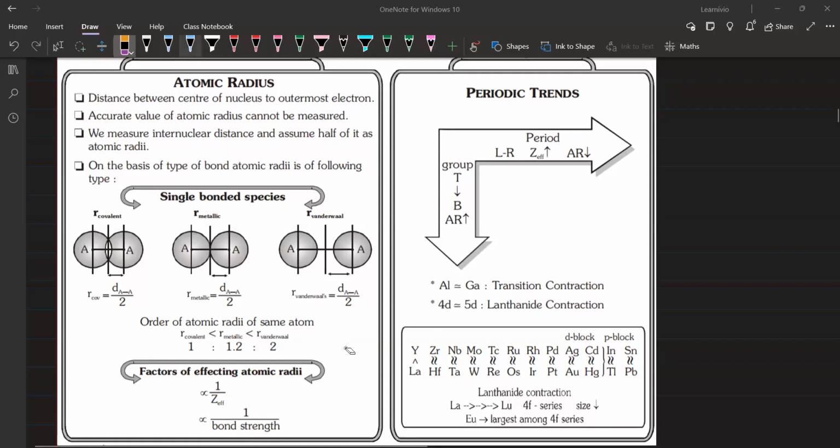Let us see atomic radius. So what is atomic radius? I hope you all know, it is the distance between the center of the nucleus to the outermost electron. That is the atomic radius. Now there are different methods to calculate it.